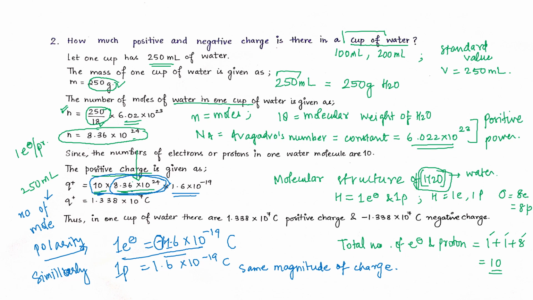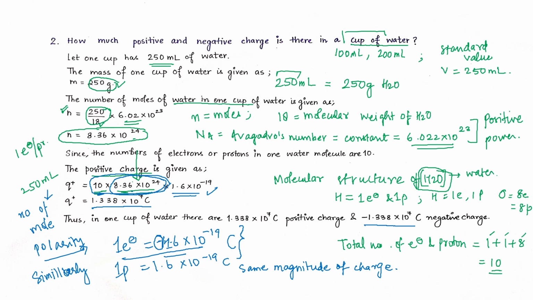So coming back to the number, the amount of positive charge in 250 ml of water is 1.338 into 10 to the power 7 coulombs. Similarly, the amount of negative charge in 250 ml of water is minus 1.338 into 10 to the power 7 coulombs.